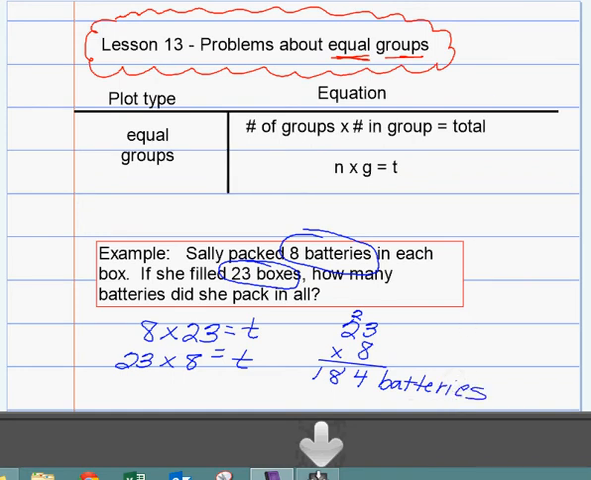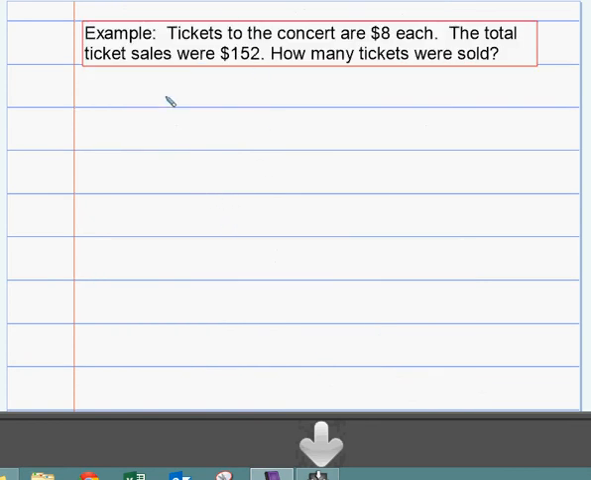Okay, let's try another example. So here's another one. Tickets to the concert are $8 each. The total ticket sales were $152. How many tickets were sold? Okay, so again we have some important information, and if you want to try to pause this and then see if you know what you're doing, that's fine. I'm going to work it out right now. We know that we have tickets, $8 each, and we know the total ticket sales were $152, and we want to know how many tickets were sold.